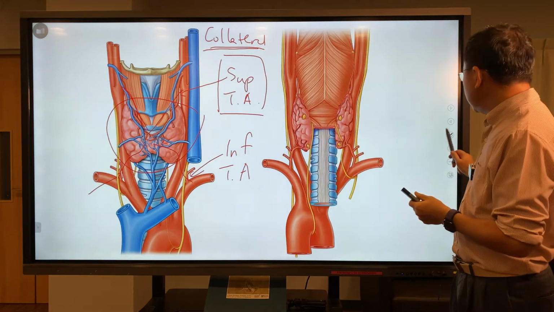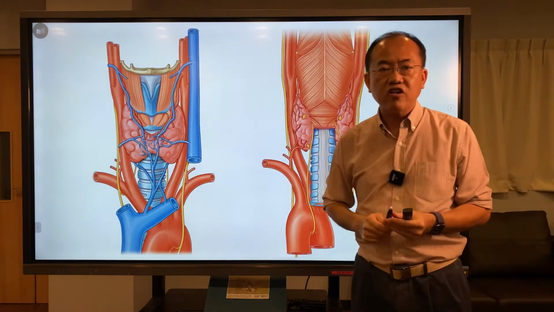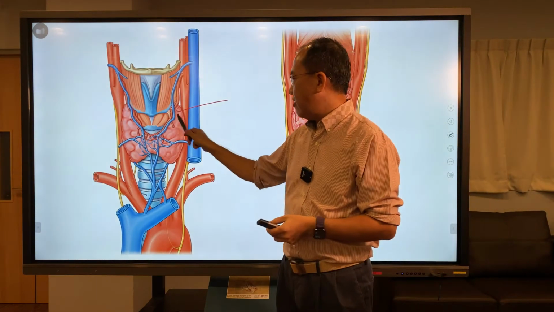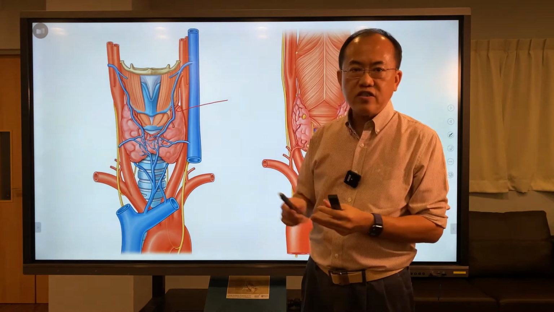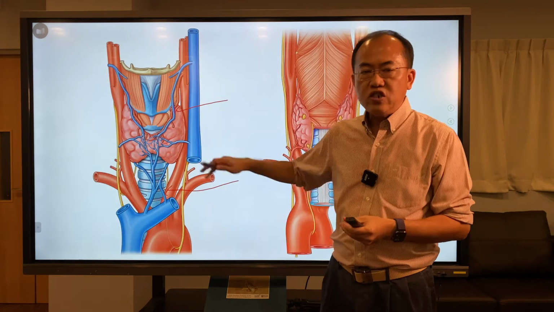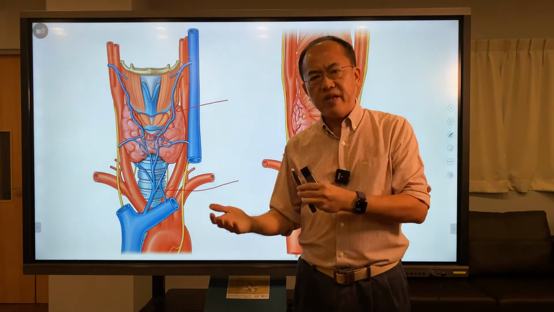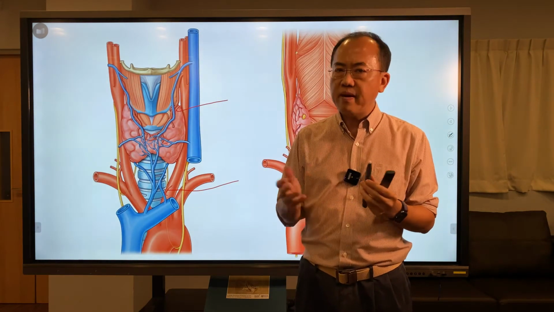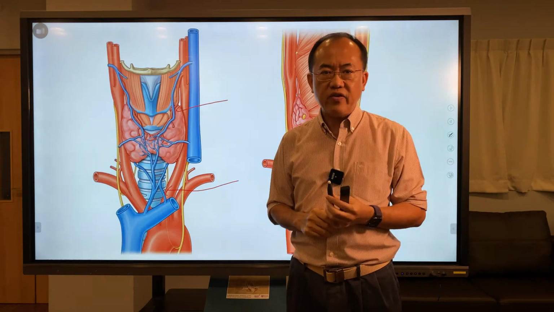And of course, the venous drainage, the veins will be the corresponding veins. The superior thyroid vein drains to the internal jugular. And we have the inferior thyroid vein, which usually drains to either the subclavian or sometimes the brachiocephalic. Remember, venous drainage has a lot of variations.